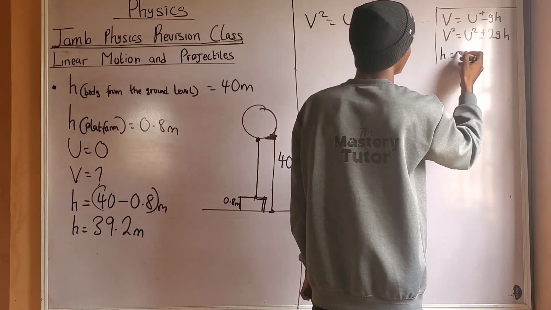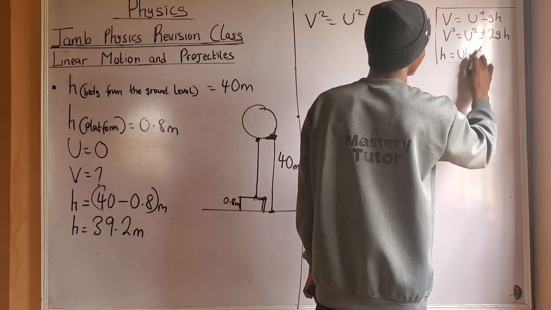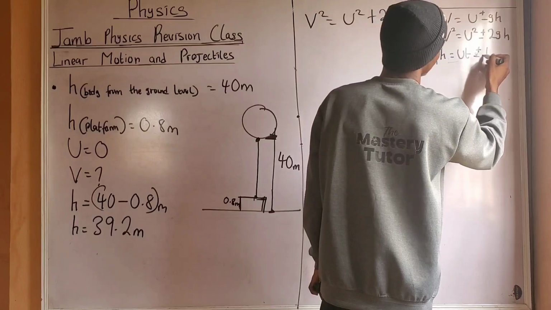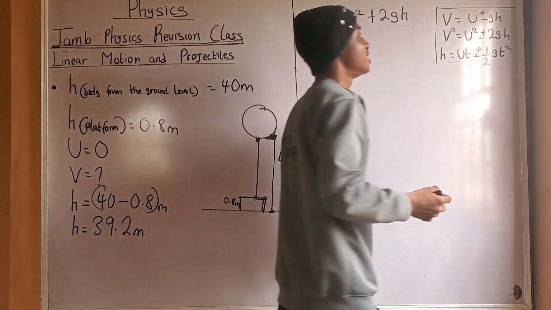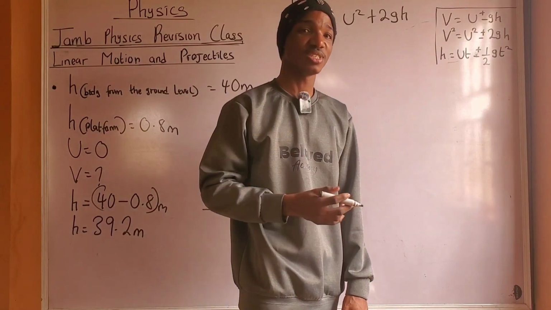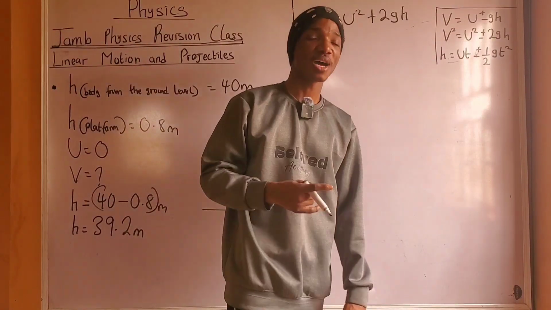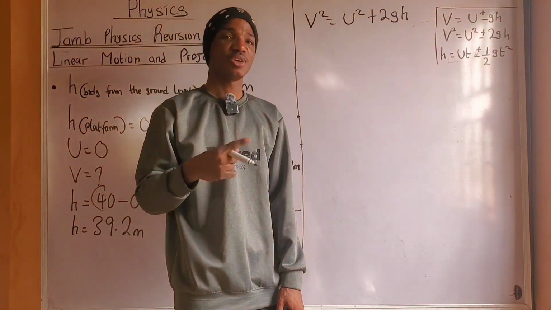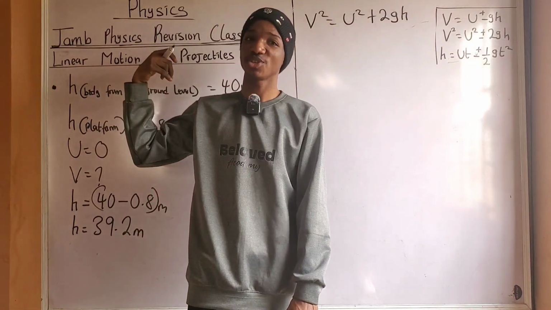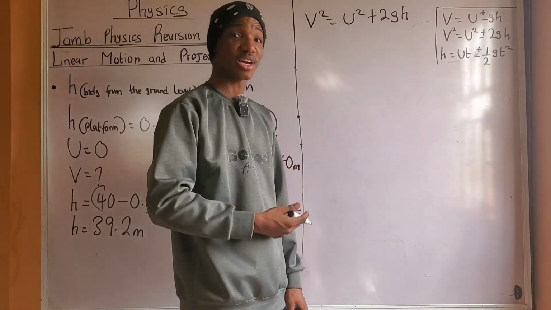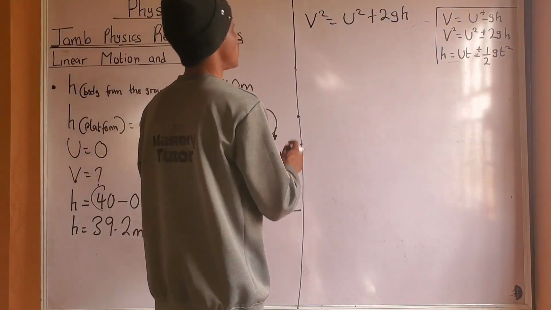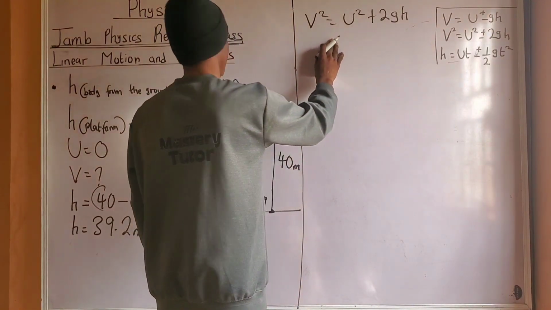H equals UT plus or minus 1 over 2 GT squared. These equations are very important. Are you getting it? So master them if you have not. And if you missed the previous class, where I was touching on this revision, kindly check the link in the description of this video. This is the second class. So now, we're going to make use of this equation.